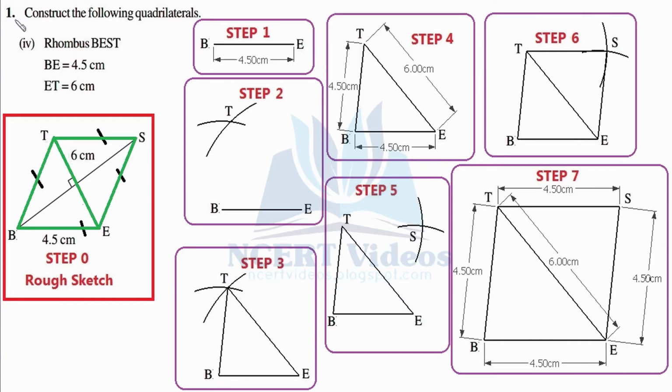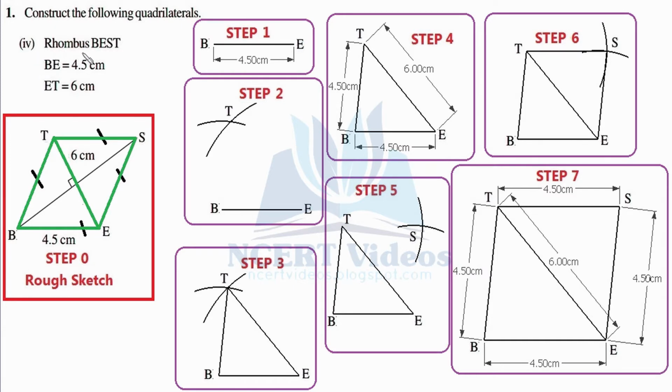Chapter name Practical Geometry. Question number first. Construct the following quadrilaterals. We are on the fourth part, which is our last part. Again, a word of caution. If you do not understand any part in this explanation, you must watch the first three parts for a better understanding.